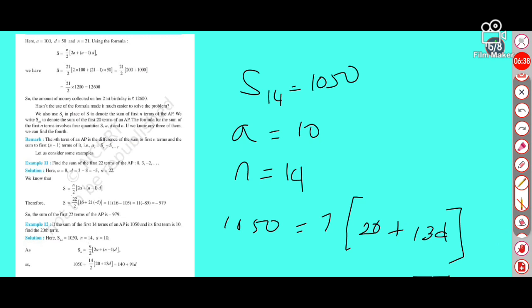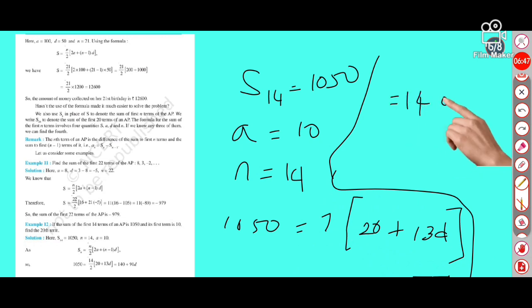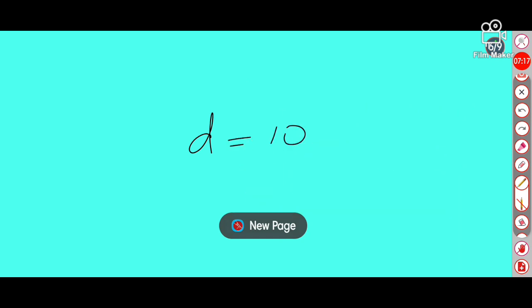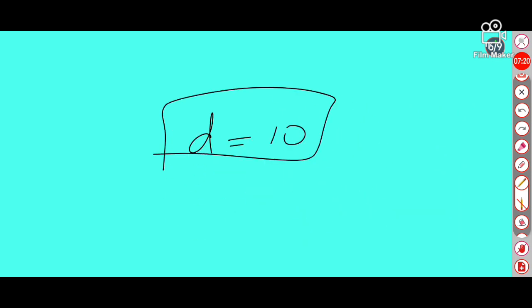So when you simplify this, you get 140 plus 91d equals 1050. Then simplifying again, 140 plus 91d equals 1050, so this 140 goes there, 1050 minus 140, that is 910, equals 91d. Therefore the value of d is 10.